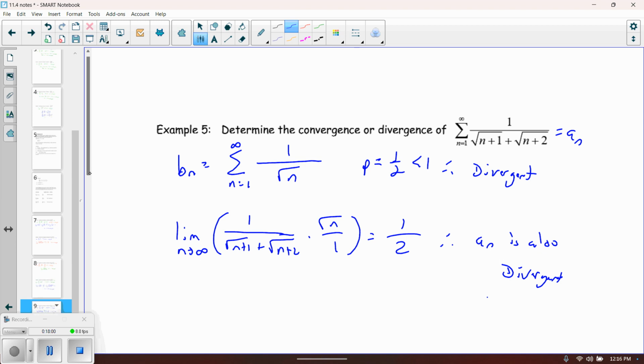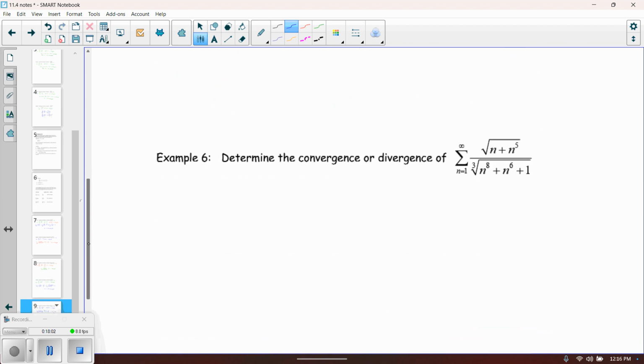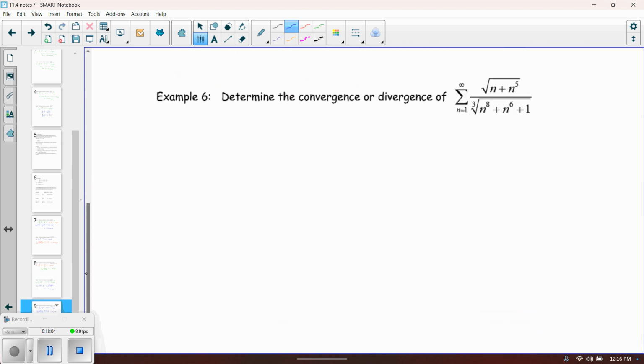All right, one more. And it looks messy, but that's actually why this is a good test to use. We're going to call this our a sub n, b sub n. Let's see, the dominant term on top is going to be that n to the 5th under the square root, so that's really going to be an n to the 5/2 power. The dominant term on the denominator is going to be that n to the 8th, but it's a cube root of that, so it's going to be n to the 8/3 power.